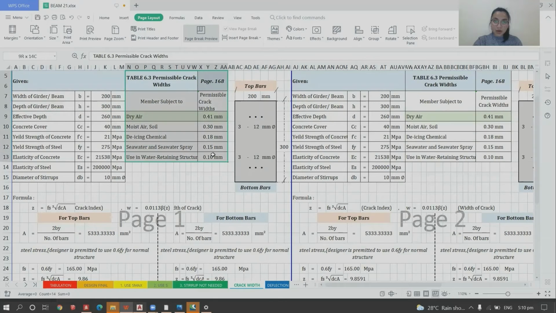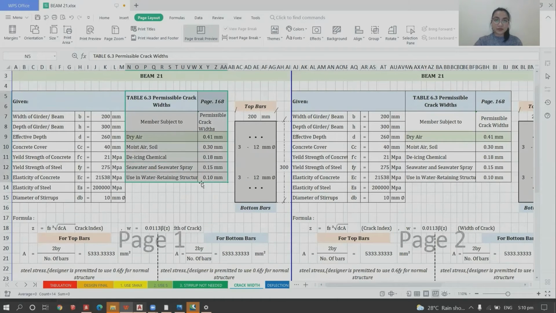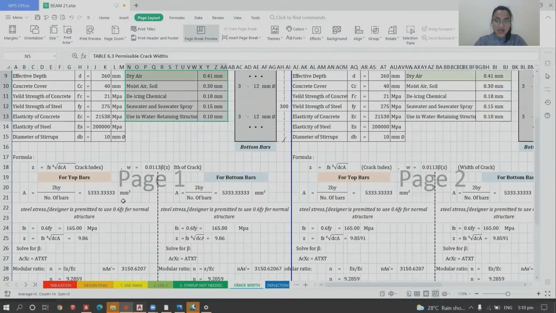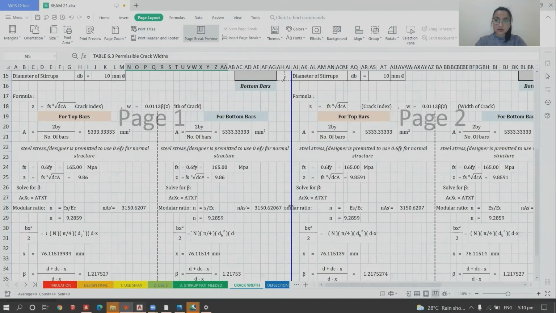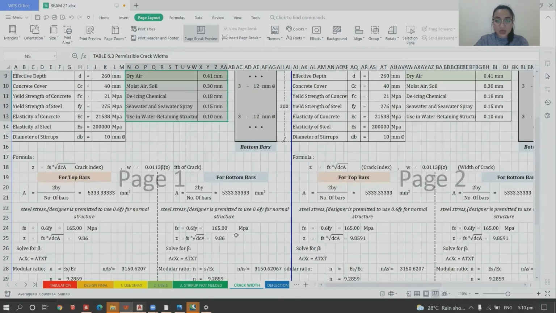Then the parameters for permissible crack width, and this is how it is calculated for the top bars and bottom bars. Since w equals 0.1356 is less than 0.41 mm, therefore the crack width is okay. So it passes the crack width check.